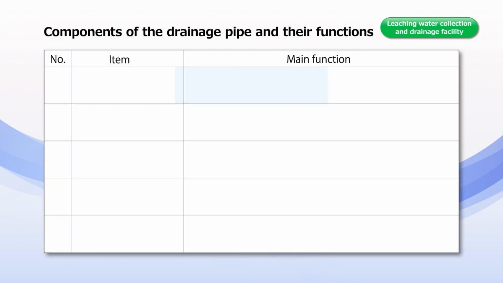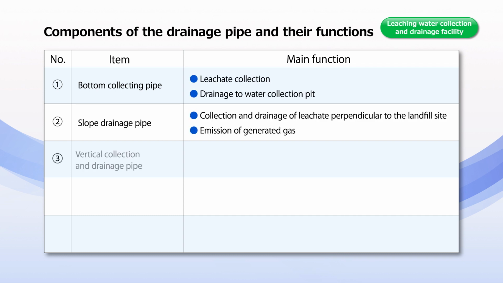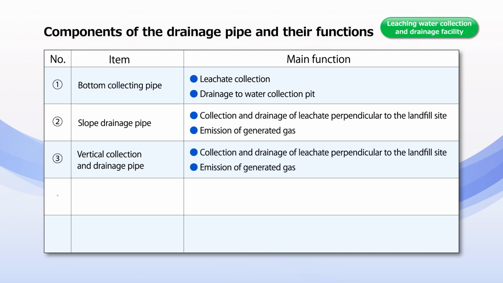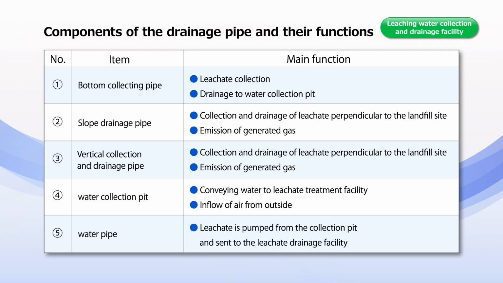To achieve this purpose, the leachate collection and drainage system will be equipped with 5 types of facilities. The functions required for each facility, such as collecting leachate and discharging generated gases like CO2, are different. In order to supply air from the outside through the drainage pipe, it is important to consider the necessary diameter of the drainage pipe at the design stage.